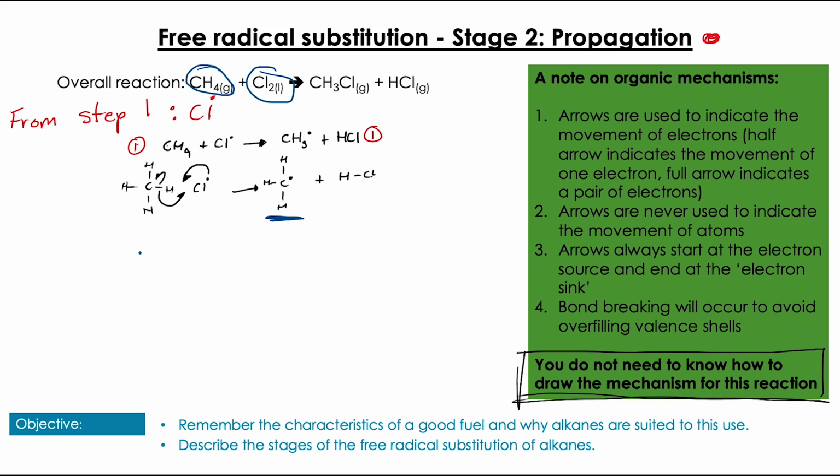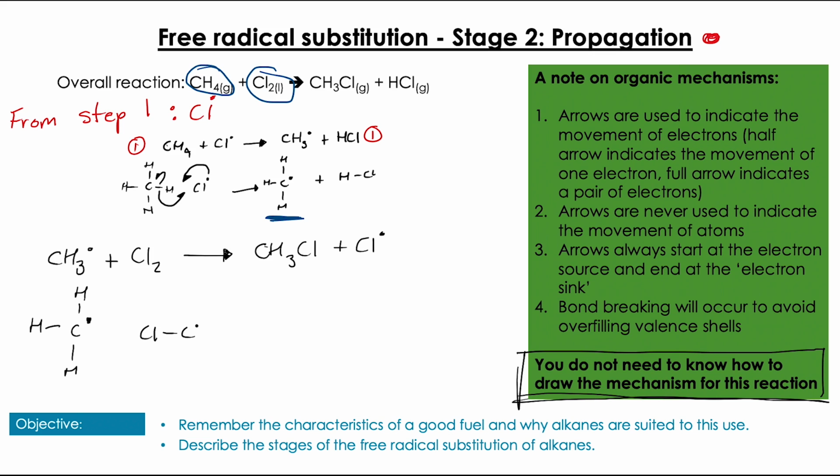And in that case, we would end up with CH3 radical plus Cl2 goes to CH3Cl, which is actually one of the products that we want, plus Cl radical. And here you can see we can propose another mechanism for that.